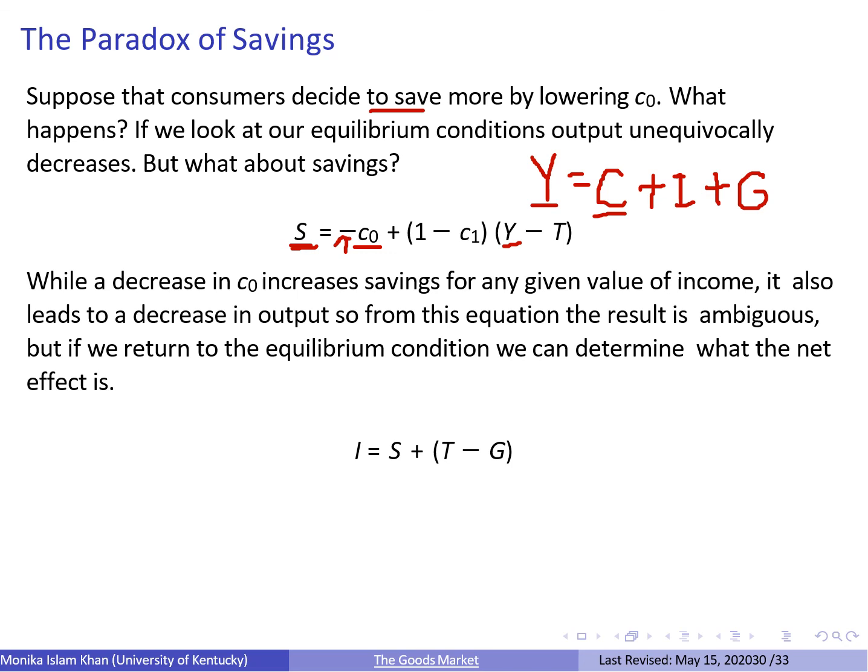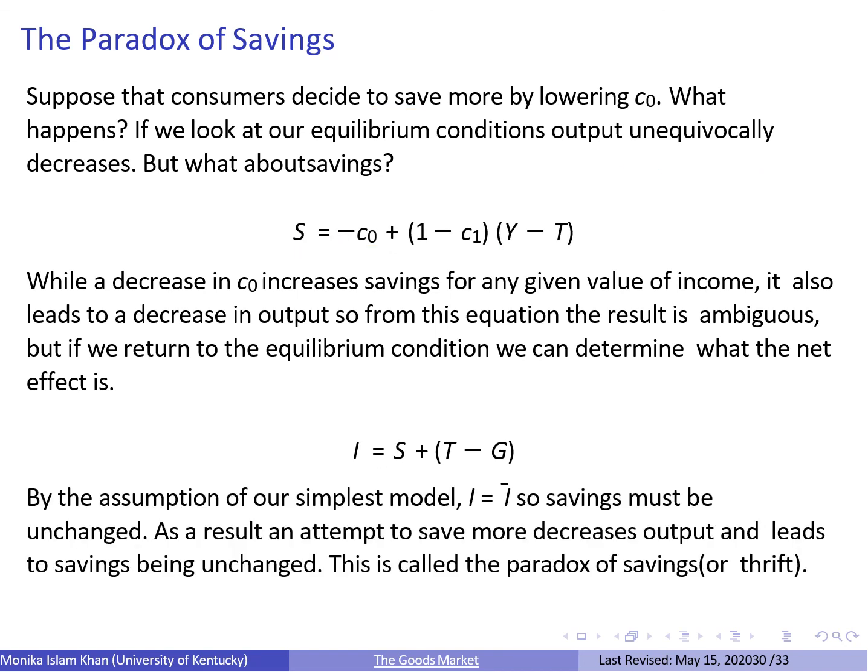But we can look at the equilibrium condition here to determine the net effect. We have assumed investment to be fixed. If investment is fixed, savings must not change either. Therefore, trying to save more actually decreases output but leads to savings being unchanged. This is the paradox of savings, or the paradox of thrift.